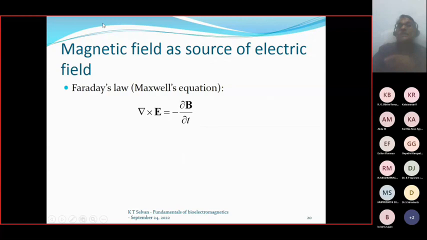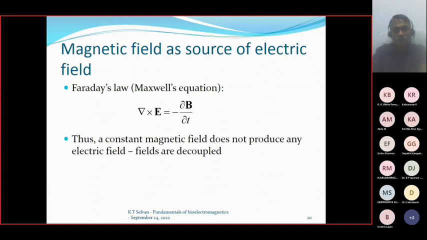Like you see in the title of this slide, magnetic field as source of electric field. So a magnetic field can cause an electric field when it changes rapidly with time. This is one of the fundamental laws. Of course, as we have seen, a constant magnetic field does not produce electric fields, which means the fields are decoupled. When we say they are decoupled, we mean one field does not impact the other. That is, when the magnetic field is constant, or, as we mentioned in the case of electric field, when it does not change too rapidly, then this quasi-static approximation can be made.